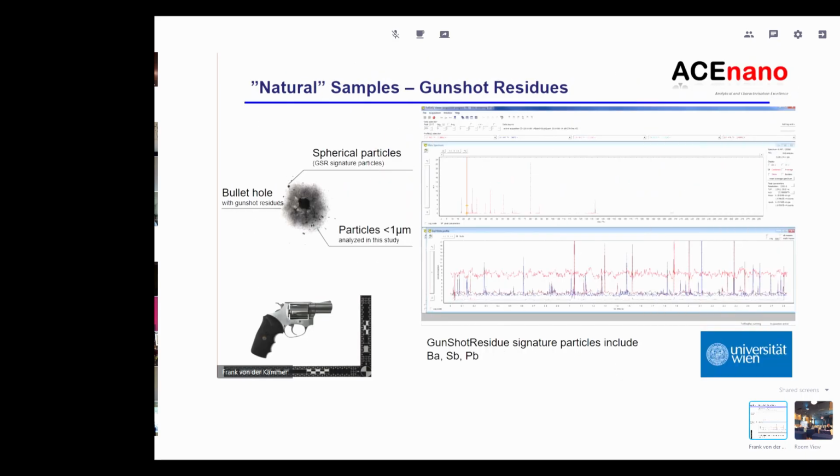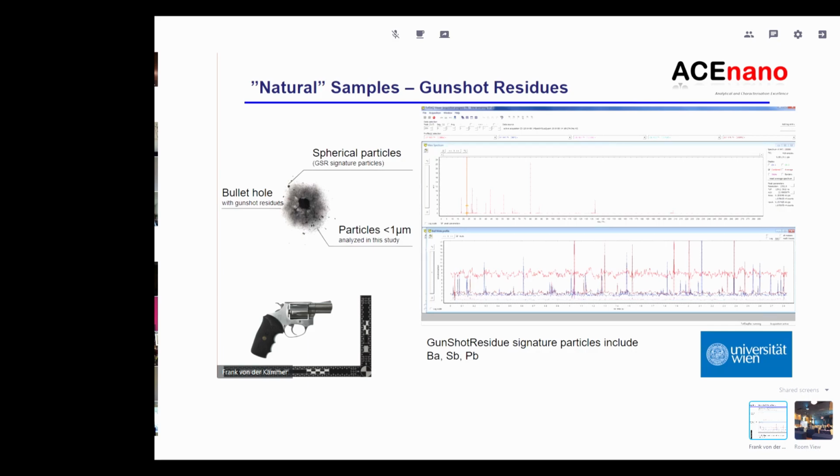One example in the end: this has been done in collaboration with the criminal investigators in Germany, about gunshot residues. When you are investigating gunshot residues on clothing or tissue or on your skin, you take a sample from it, bring it to the electron microscope, and look for single small particles in the micron range that contain all three elements: barium, antimony, and lead.